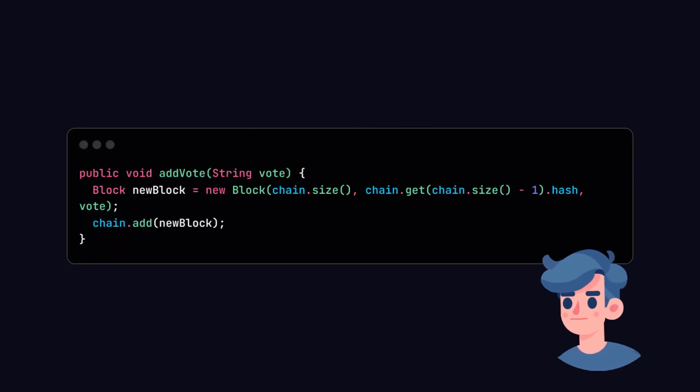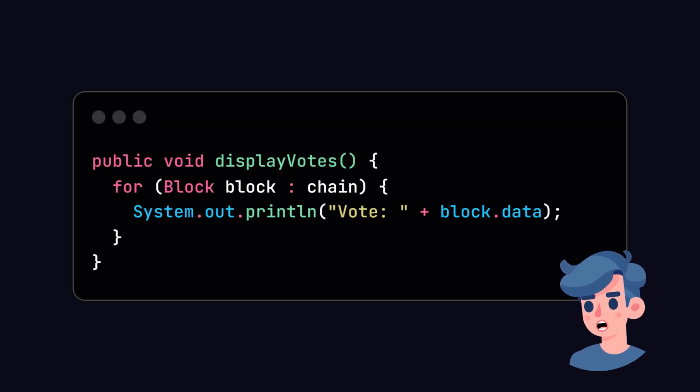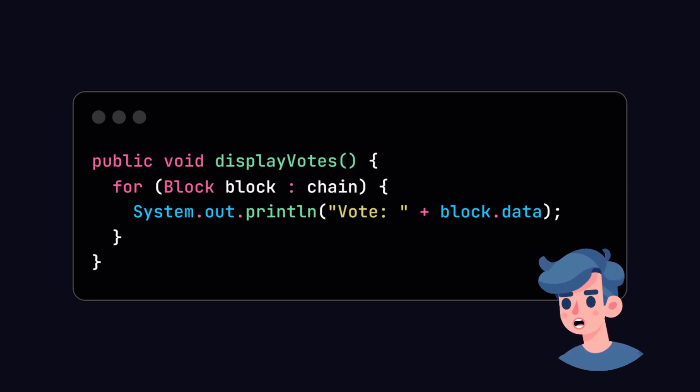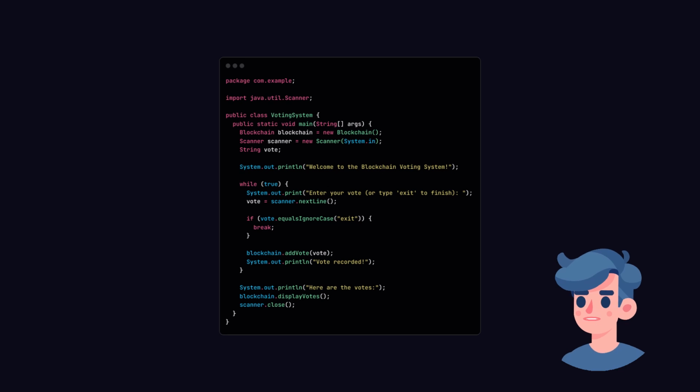Next, let's implement the voting functionality. We will create a method in the Blockchain class to add votes as new blocks. Each vote will be encapsulated in a string format. For example, "vote for candidate A." Now we can add votes to our blockchain. Each time a user votes, we will call the addVote method, and a new block will be added with the vote data. To make it practical, let's add a method that displays all the votes in the blockchain. That wraps up the core of our blockchain.